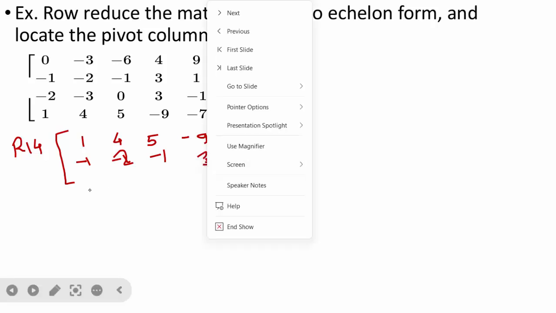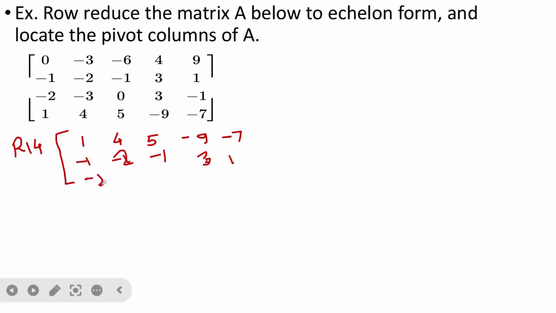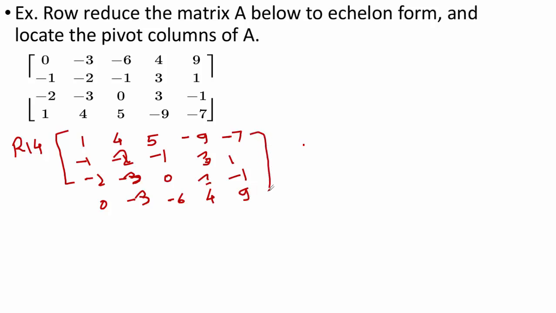Then the third row is also as it is, minus 2, minus 3, 0, 0, 3 and minus 1, and the first column row becomes the fourth row, 0, minus 3, minus 6, 4 and 9. Thus we have interchanged the first and fourth row, and the matrix becomes like this.